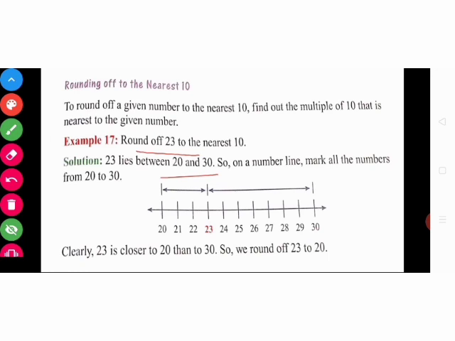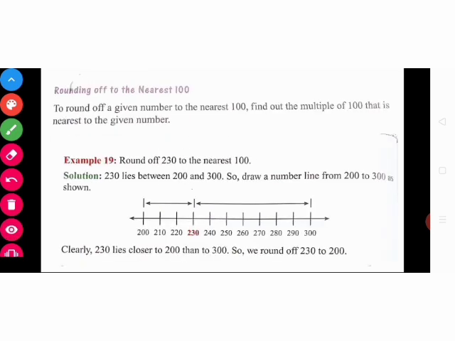So on a number line, mark all the numbers from 20 to 30. This 23 is closer to 20. This we can say rounded down. So we round off 23 to 20. And then next, rounding off to the nearest 100.